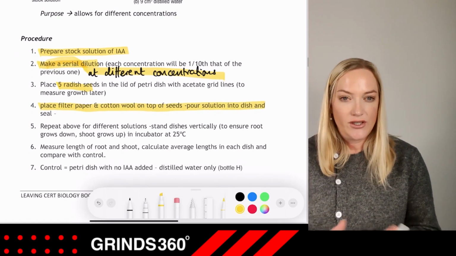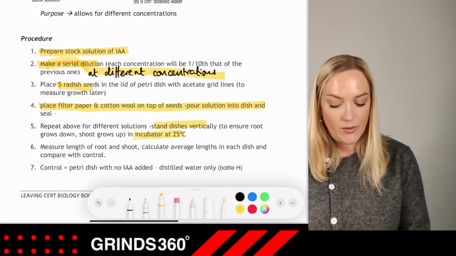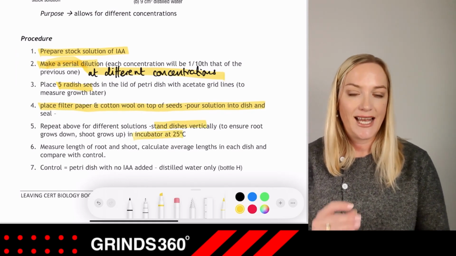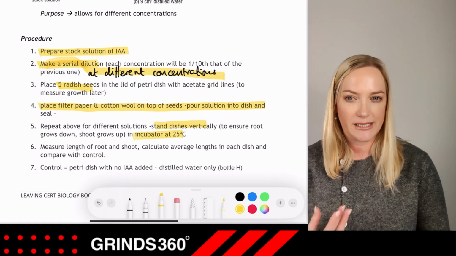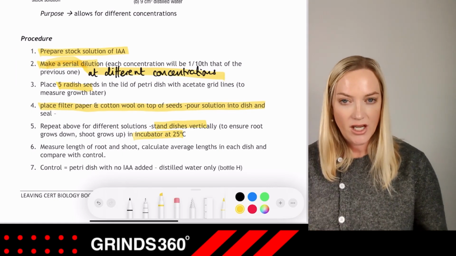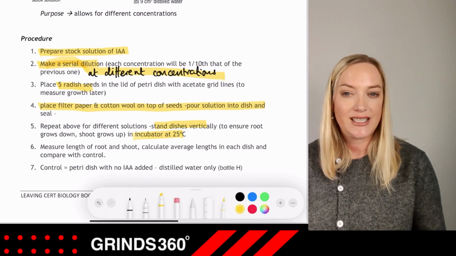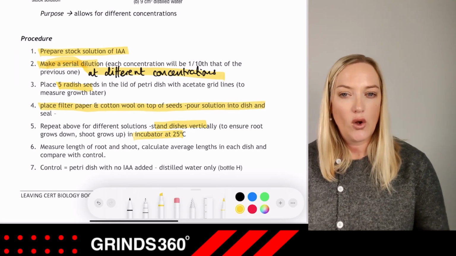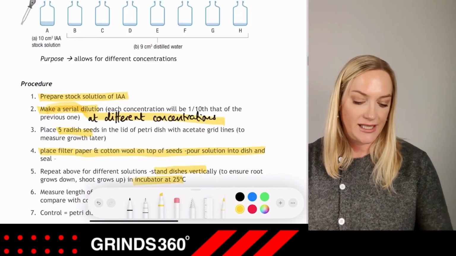Then you'll stand the dishes up vertically, and you're going to place them in an incubator for about 3 days at a temperature of 25 degrees, because this is the optimum temperature for enzyme activity. When you're finished, we're going to calculate the root length using a ruler. A control of this would be a Petri dish with no IAA.